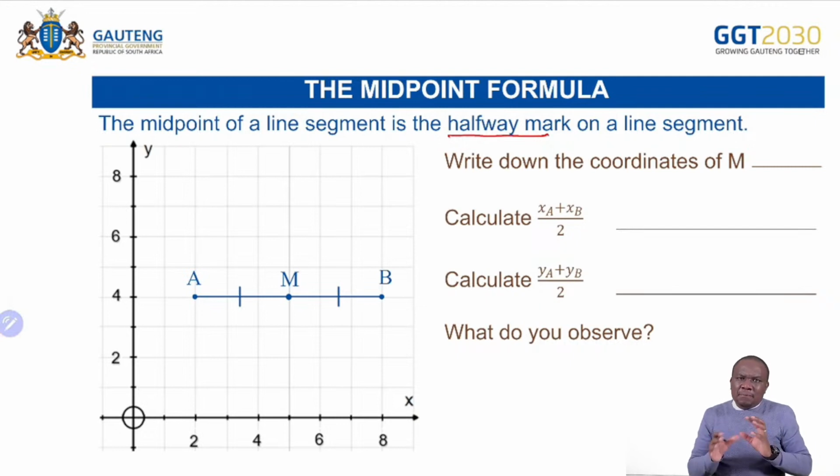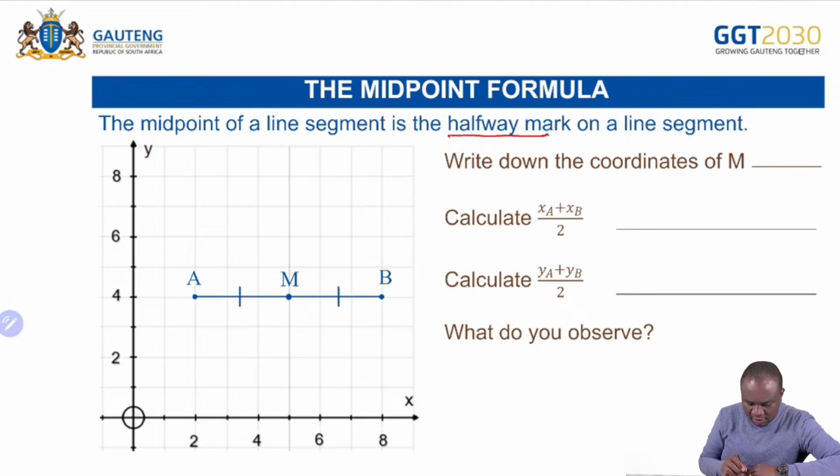Again, let's use this approach of trying to investigate. Now, write down the coordinates of M. Do you see line segment AB? And then there's point M there. Use the squares there. This is like 5, this is like 4 there. So what are the coordinates of M there, using the Cartesian plane that is given, the x-axis and the y-axis?